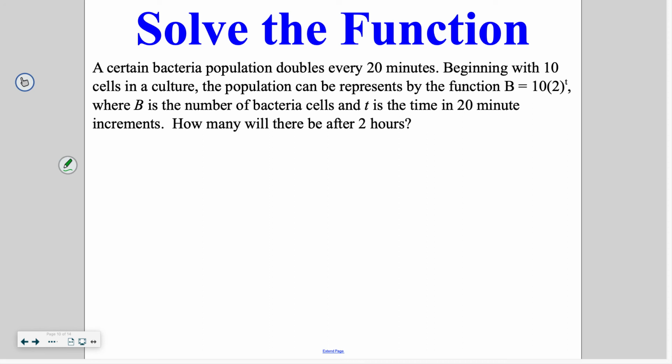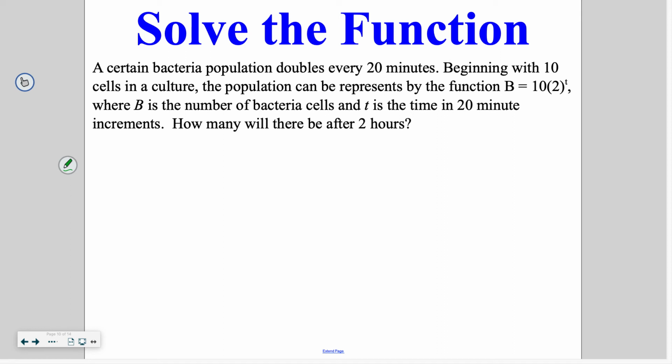So a certain bacteria population doubles every 20 minutes. Beginning with 10 cells in a culture, the population can be represented by the function b is equal to 10 parentheses 2 to the t power, where b is the number of bacteria and t is the time in 20-minute increments. How many will there be after 2 hours?